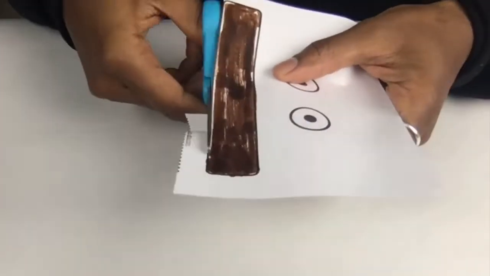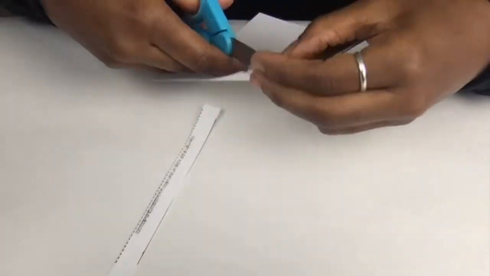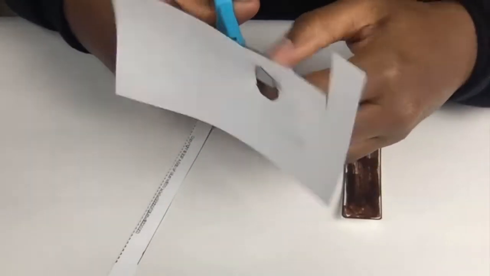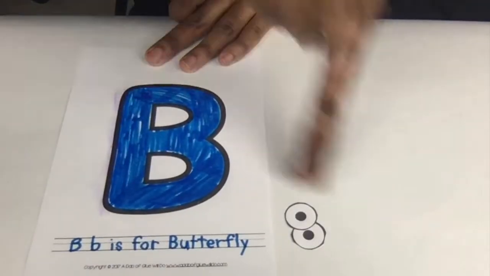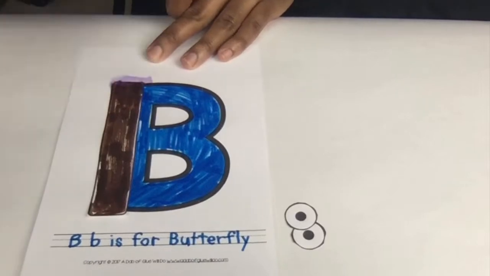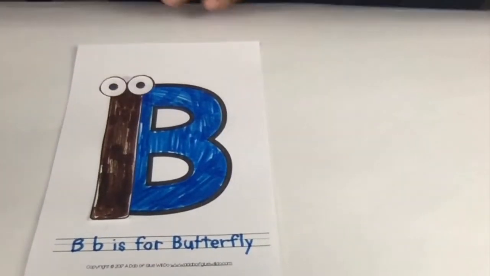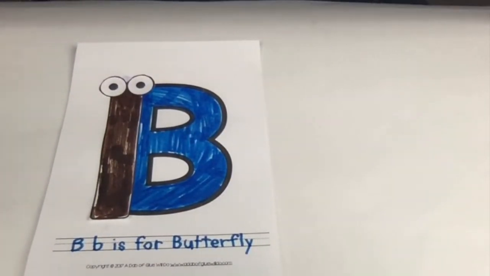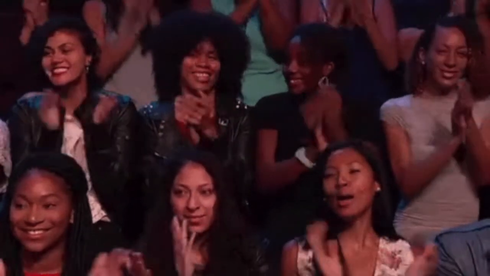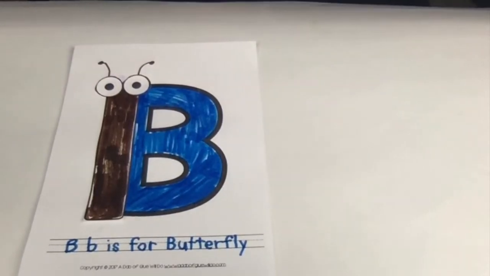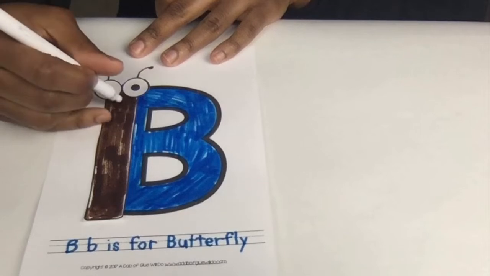Yes, so I have colored my butterfly beautiful blue and beautiful brown. So just go ahead and cut out the pieces, trace the letters at the bottom, and voila! We have our butterfly! I added some lines at the top for his antenna.